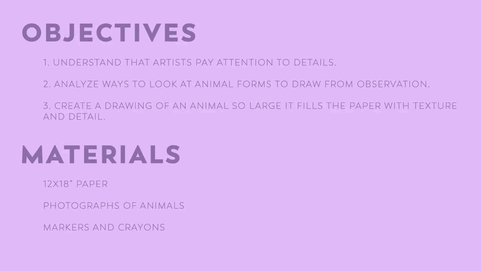Today we will understand that artists pay attention to details, analyze ways to look at animal forms to draw from observation, and create a drawing of an animal so large it fills the paper with texture and detail. Materials: 12 by 18 paper, photographs of animals, markers, and crayons.